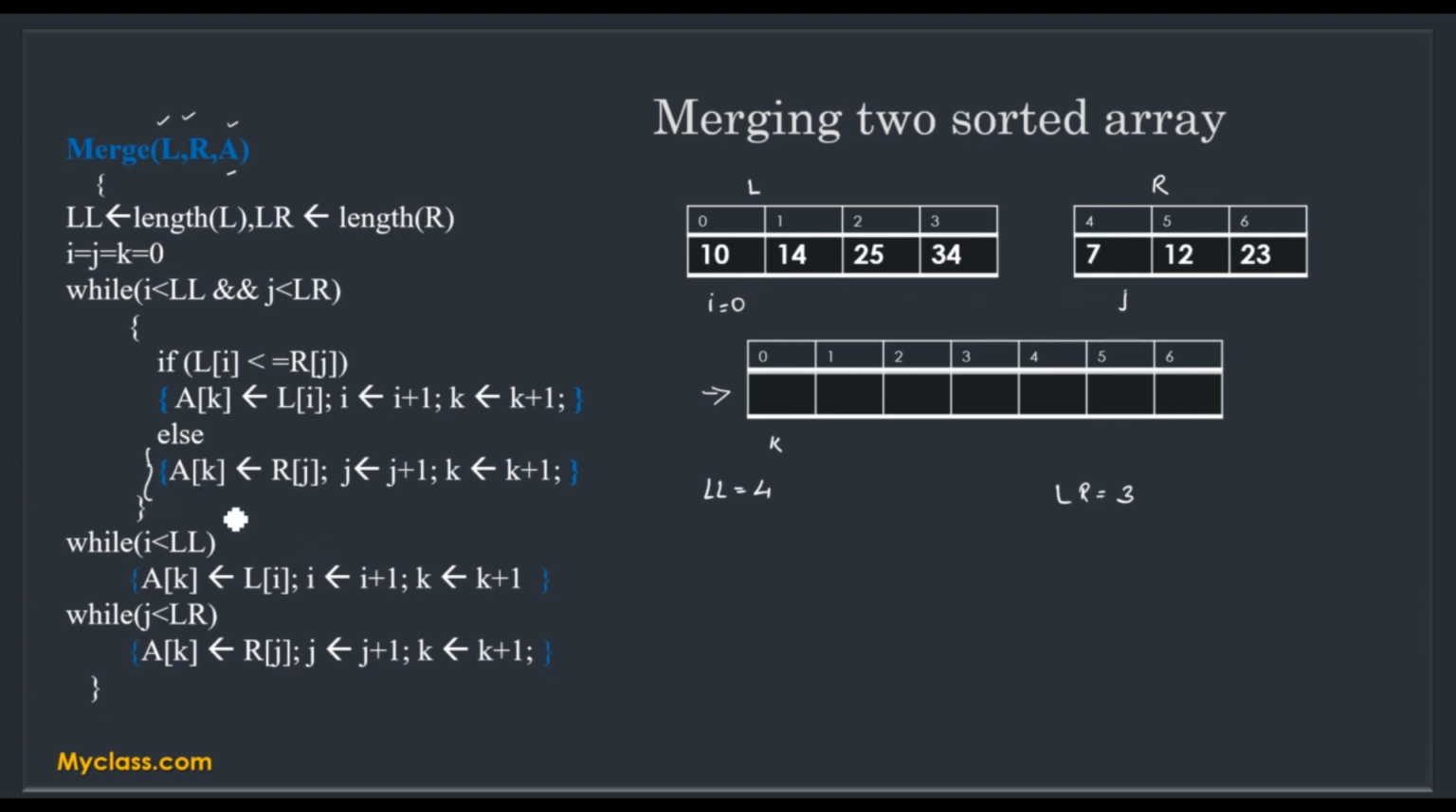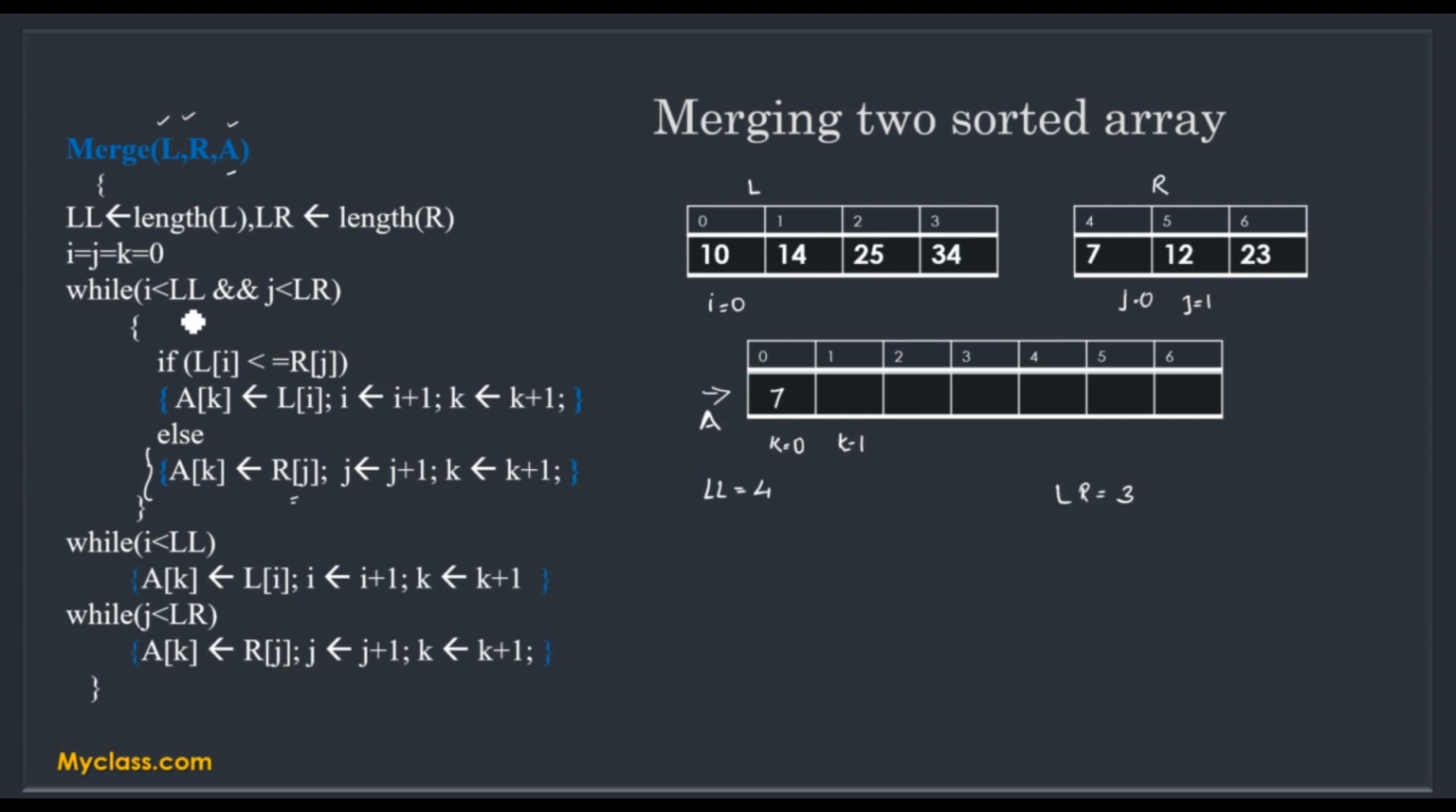In the else part, we are assigning R of J into A of K. J equal to 0 at this moment, so we are assigning 7 here. Here we are assigning the value from the R sublist. So we are incrementing J to 1 and also incrementing K to 1, because we already inserted one value to our array A.